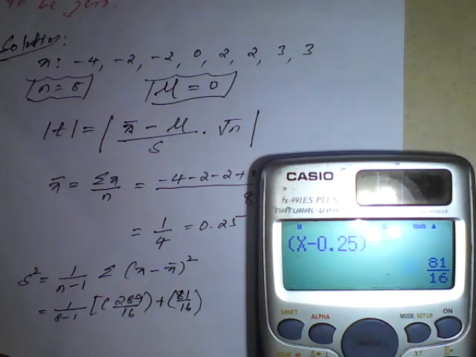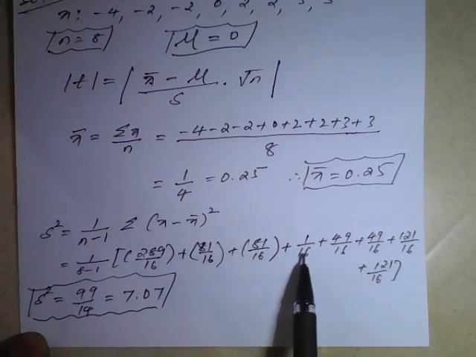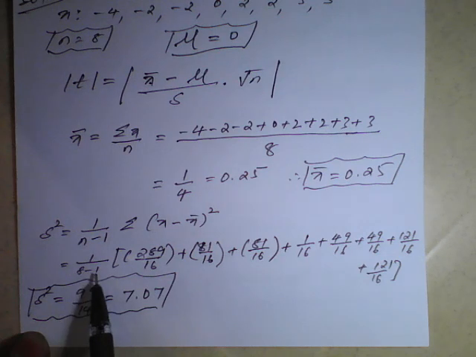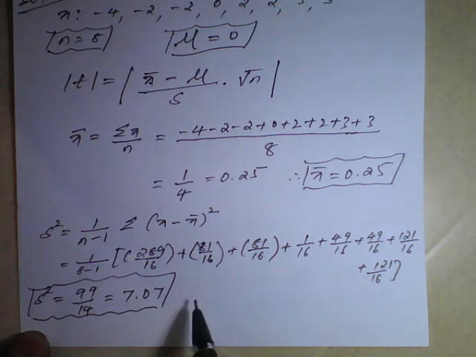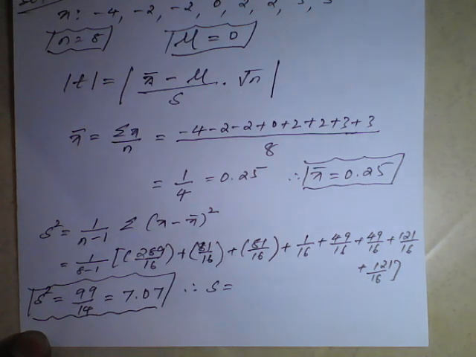Similarly, if you calculate all these, you will get all the fractions. Then 8 minus 1 is 7. So you divide it, you will get 99 upon 14. 99 upon 14 you will get 7.07. So therefore your s value will be the square root of the result, so 2.66 you will get.